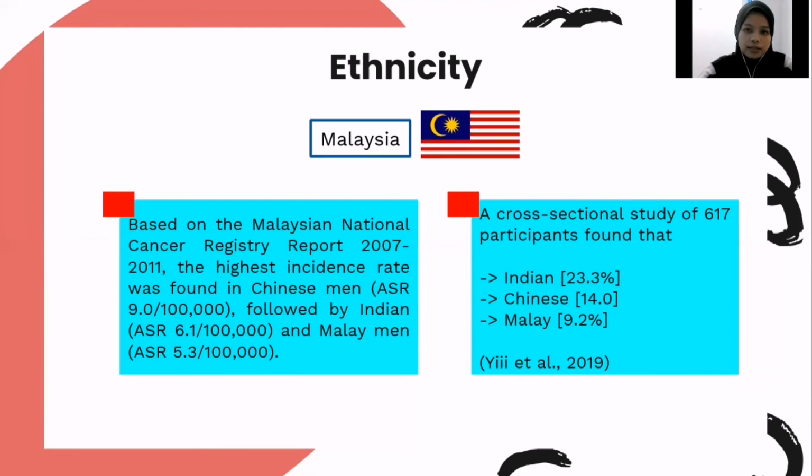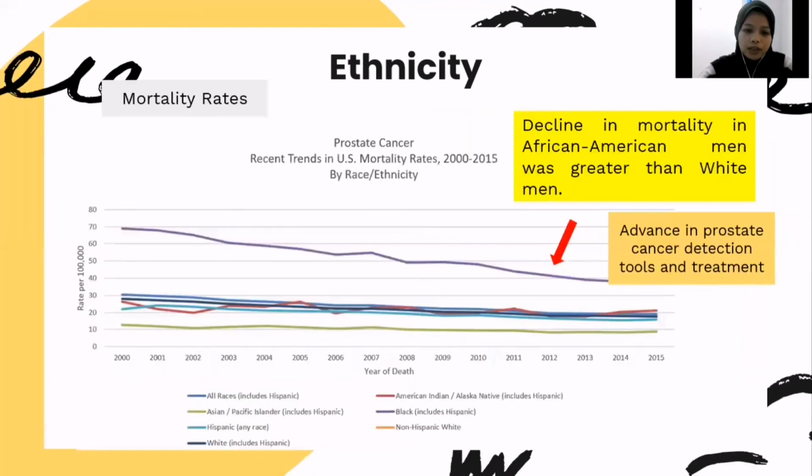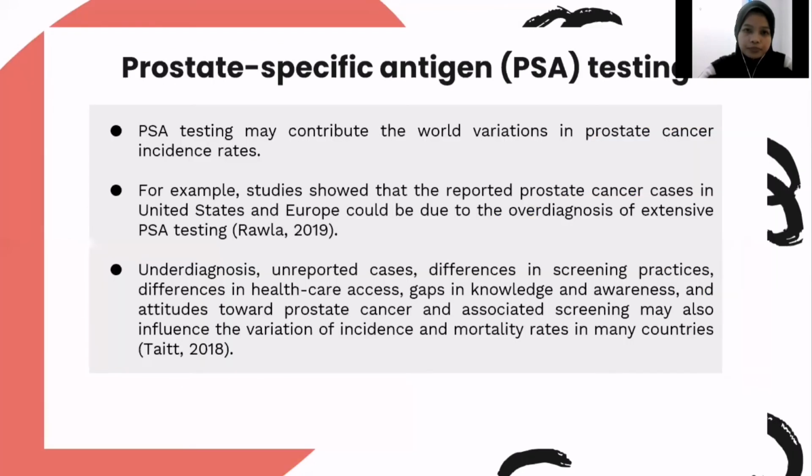Next, for the mortality rates, based on the recent trends in the United States, mortality rate between 2001 and 2015 showed that the decline in mortality in African American men was greater than in white men. It can be observed that the advancement in diagnostic tools and improved treatment may contribute to this trend. For the prostate-specific antigen testing, the differences of incident and mortality rates among the countries is not entirely well understood.